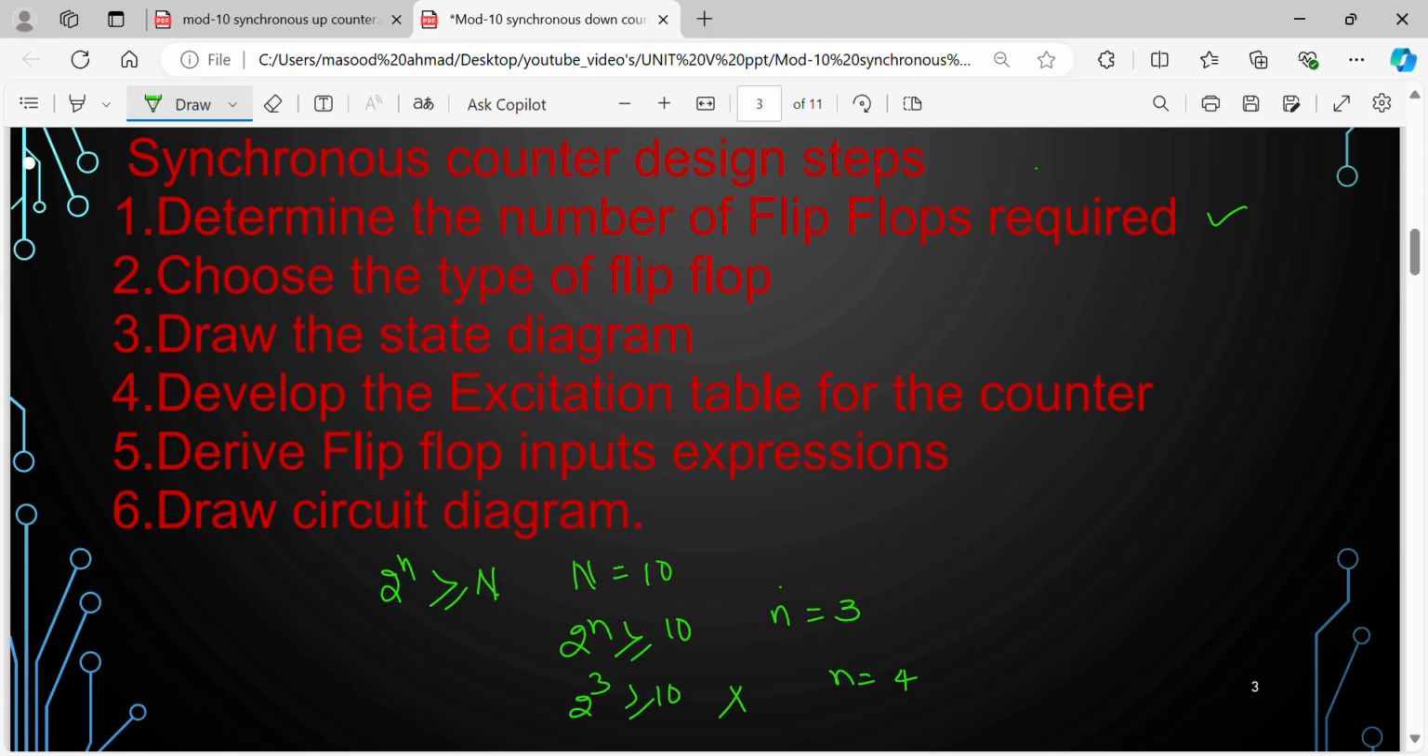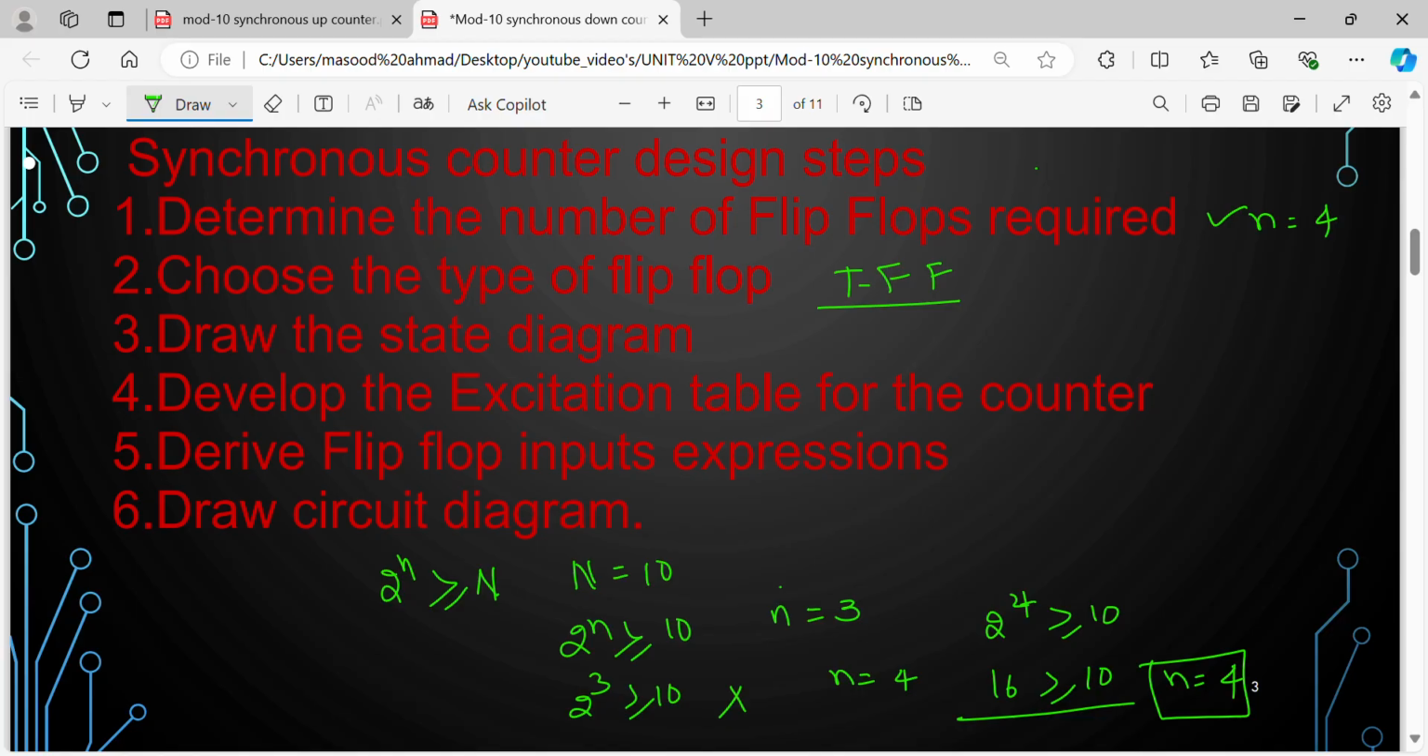When n is equal to 4, what is going to happen? 2 power 4 is 16, which is greater than or equal to 10. For n equal to 4, it is true, valid. So the number of flip-flops needed is 4, n is equal to 4. Let us use T flip-flops. We would like to use the T flip-flop.